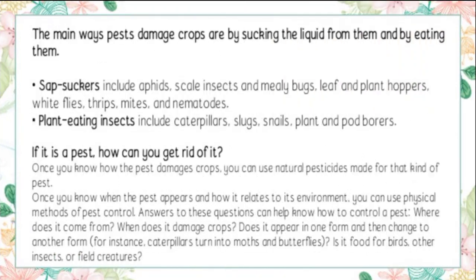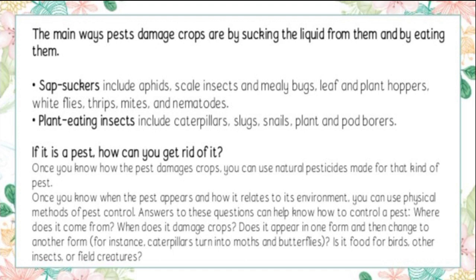The main ways pests damage crops are by sucking the liquid from them and by eating them. First is sap suckers. These include aphids, scale insects, and mealybugs, leaf and plant hoppers, whiteflies, thrips, mites, and nematodes. Second is plant-eating insects. These include caterpillars, slugs, snails, and plant and pod borers.